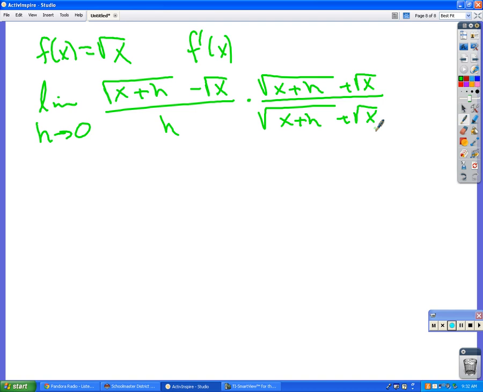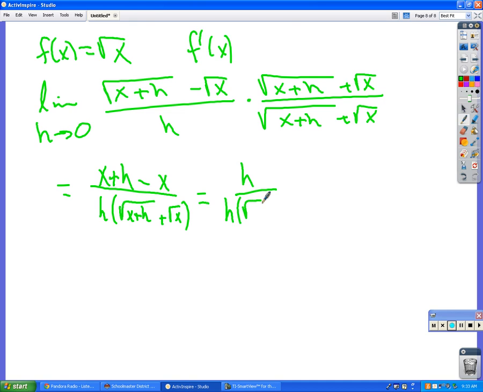Okay? So first times first, the square roots cancel and give me x plus h. Inside and outside cancel, and then negative square root of x times positive square root of x is negative x, right? And that's all over h times root x plus h plus root x. So what happens with the x and the x? They cancel out, so that gives me h over h times root x plus h plus root x. What happens to the h's?